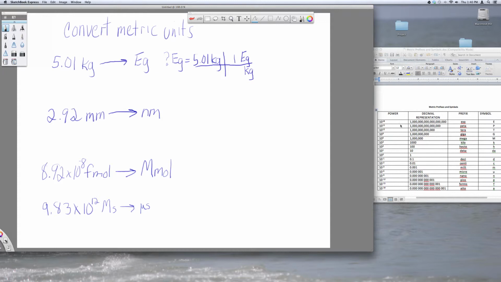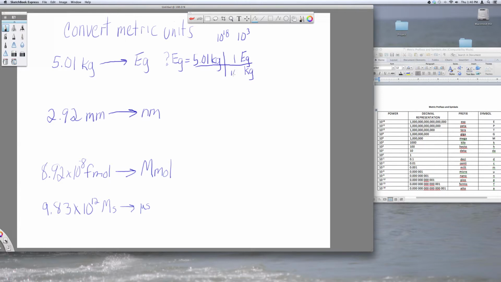And here's how we're going to do that. We go to our chart here, and we see that eg is 10 to the 18th exponentially. And we see that kg is what? Kg is 10 to the 3rd. So how many digits exponentially? In other words, when you look at 18 and you look at 3, how far apart are they? Well, they're 15 exponents apart. And that's what's going to go right here.